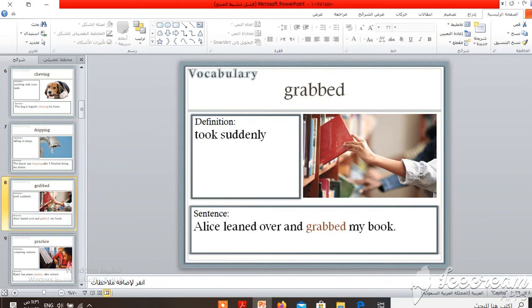Grabbed means took suddenly. Alice leaned over and grabbed my book. Grabbed means to take something suddenly, so the one in front of you will not be ready for that. So this is the meaning of grabbed.